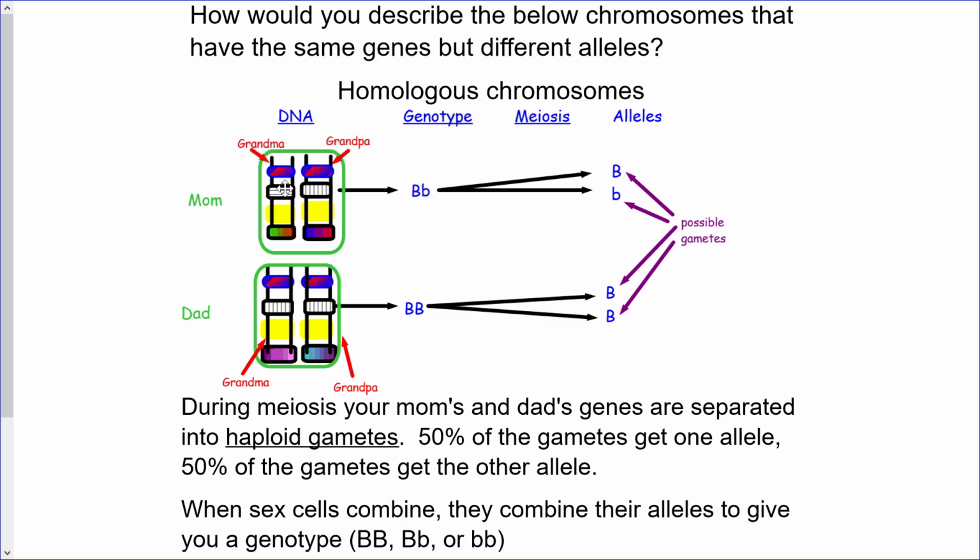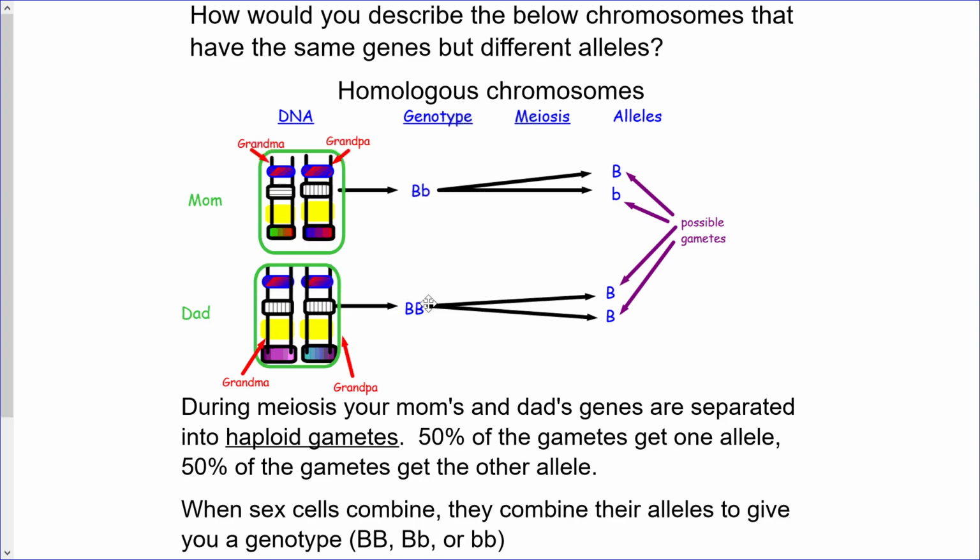So, for example, if we look at this gene right here, let's say that one of them has horizontal lines and one has vertical lines. So let's say that the vertical lines are the dominant allele and the horizontal lines are the recessive. So her genotype, your mom's genotype, is a big B and a little b. During meiosis, the big B will go into 50% of the gametes and the little b will go into 50% of the gametes. Down here, your father has two dominant alleles.